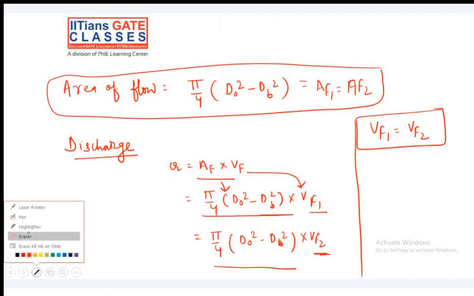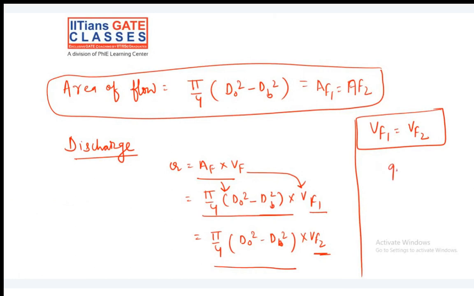In this case also, beta, the angle between V2 and Vw2, remains 90 degrees here. If beta is 90 degrees, then Vw2 will be 0. So everything remains the same as per the radial flow turbine. The only change is that Vf1 is equal to Vf.